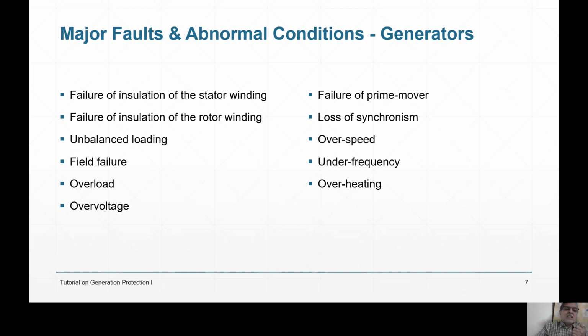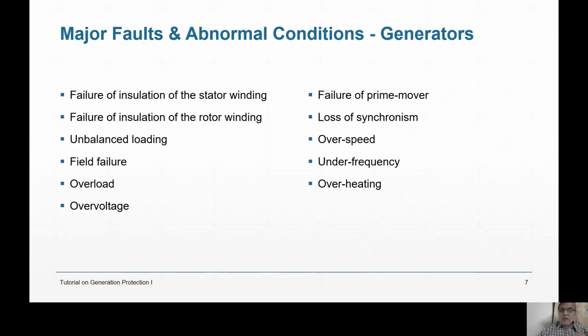Unbalanced loading, that is IR is not equal to IY, is not equal to IB, and they are not 120 degrees apart. It is not balanced. What is the definition of balanced loading? IR, IY, IB are magnitude-wise equal. Their vectors are 120 degrees apart and the phase sequence is RYB. That is, if you rotate the vectors in the anti-clockwise direction, Y takes the place of R and B takes the place of Y. That is balanced. If this is not so, then it is unbalanced.